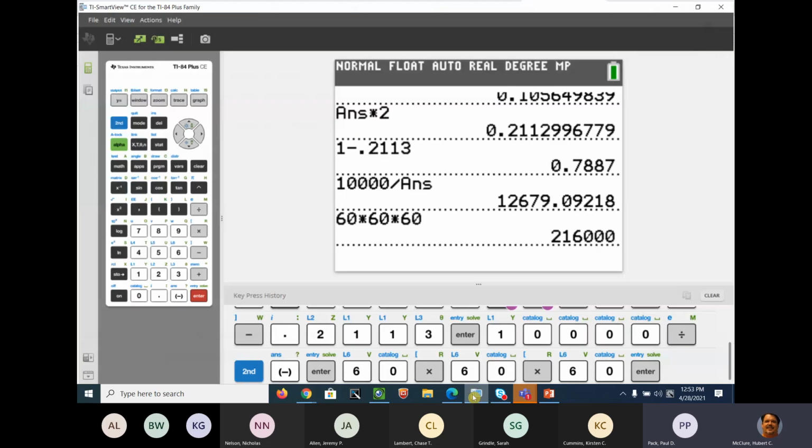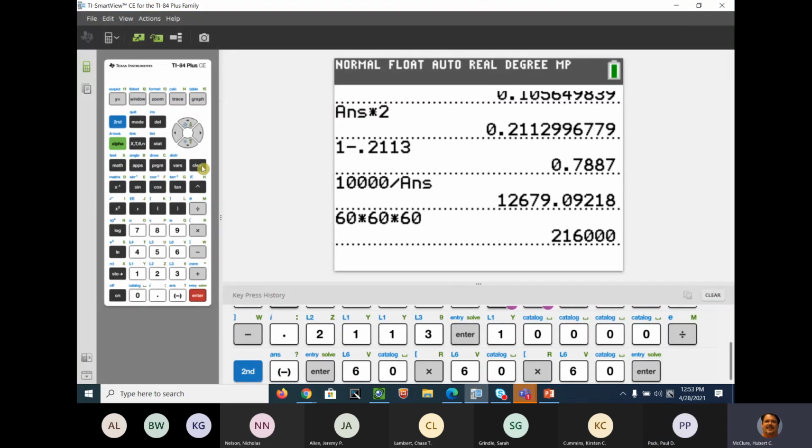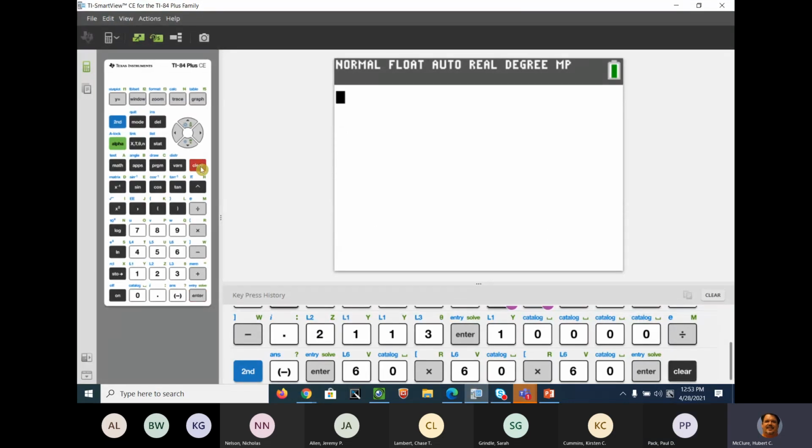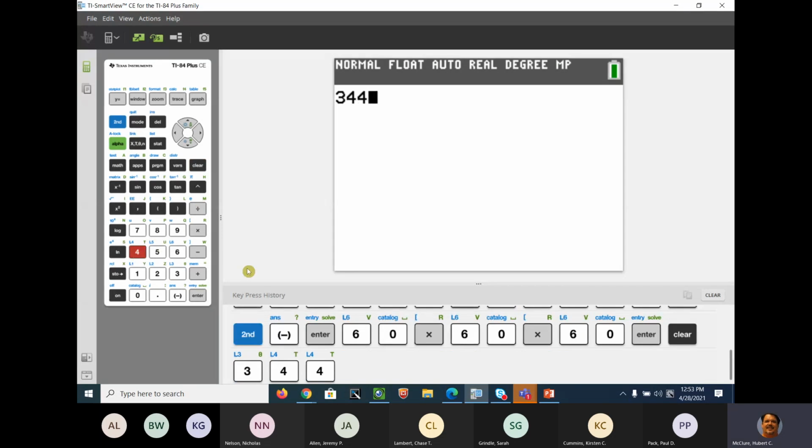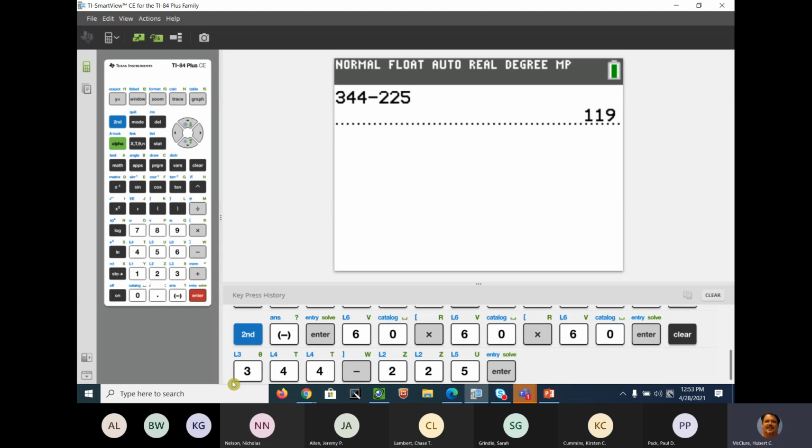Thank you for telling me the wrong answer, whoever did. Y'all suck. 344 minus 225. I guess I'll have to start doing my own calculations because y'all are losers. All right.